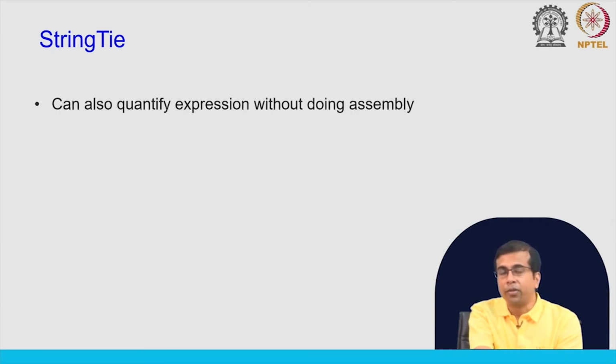Now, StringTie can also quantify expression without doing any assembly. You can say, we do not do any assembly, just quantify based on the data that is present, because you are giving the alignment map. So, you can simply say just quantify, and you will see there are tools that will not do assembly, they will simply go through mapping and then quantification, without doing any assembly.